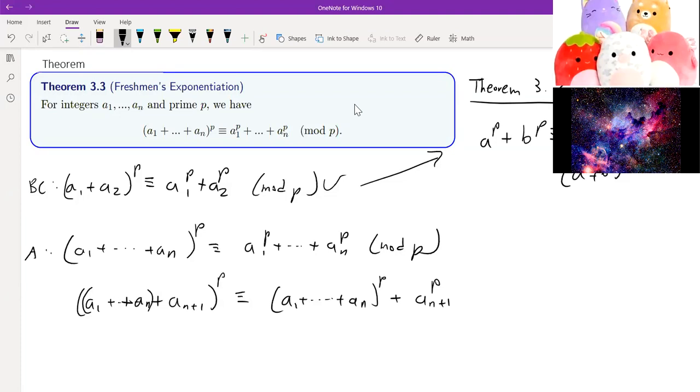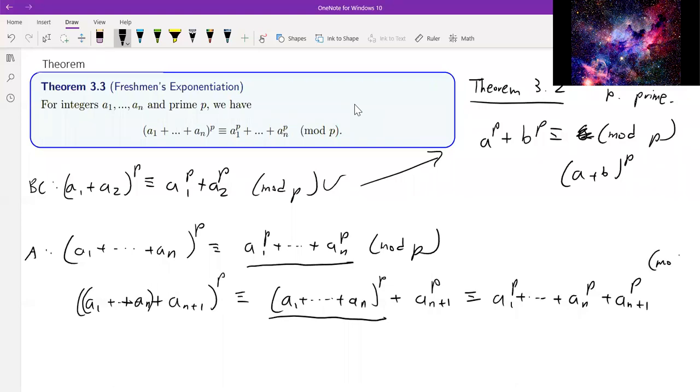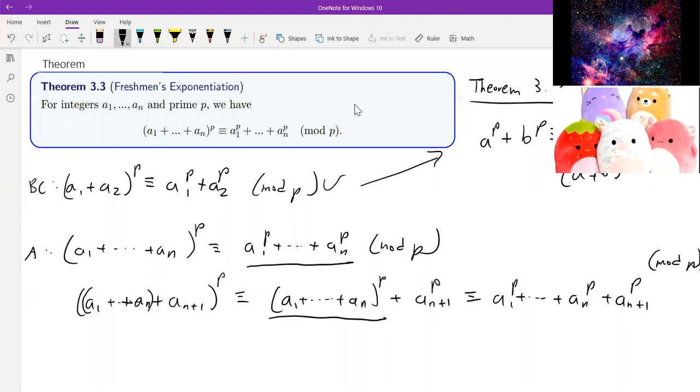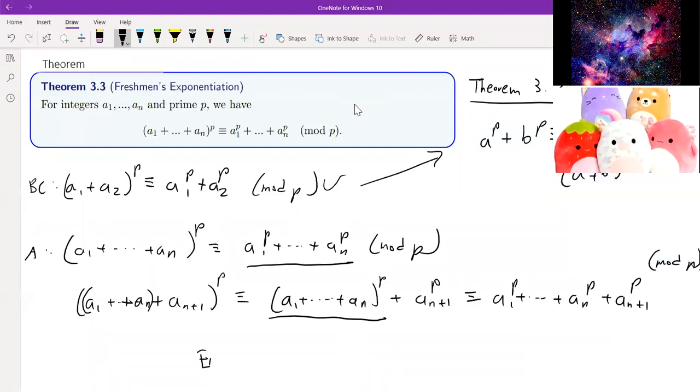So using our assumption, actually, our assumption shows that in mod p, this entire term is going to be congruent to the sum of the powers here. So in mod p, this is going to be congruent to a_1^p + ... + a_n^p + a_{n+1}^p, mod p. So thus, we've proven that this sum for n plus 1 variables is going to be congruent to the sum of the individual powers of the n plus 1 variables. And that's the next step in our induction. So thus, we can conclude our induction. So we can end our induction. And we have proven this theorem.